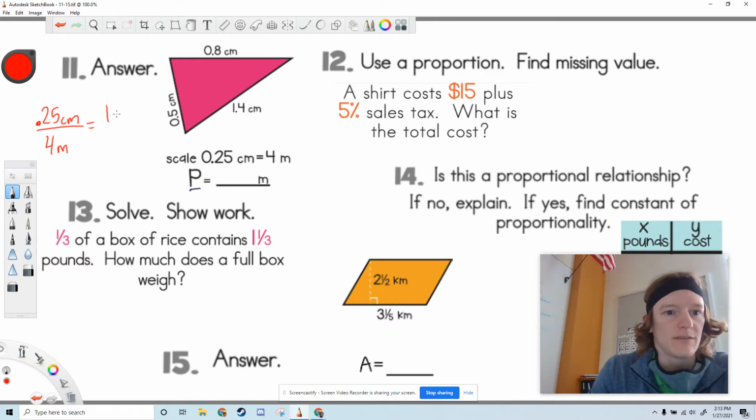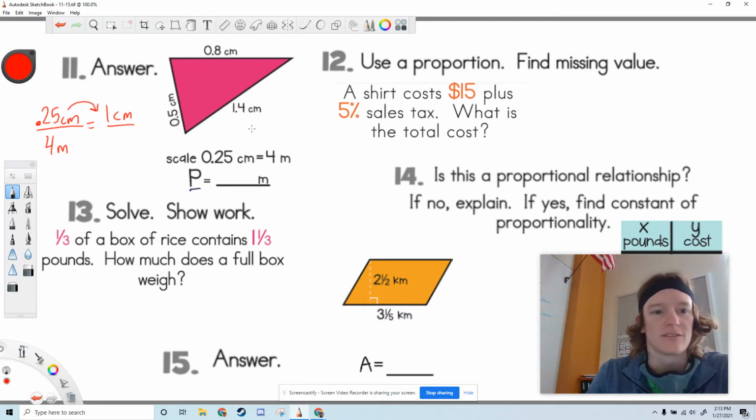What would 1 centimeter be? From here to here, it looks like 0.25. How many 0.25s do we have in 1? That'd be 4, because how many quarters are in $1? There's 4 of them. So we'll do times 4 here. Every 1 centimeter is 16 meters.